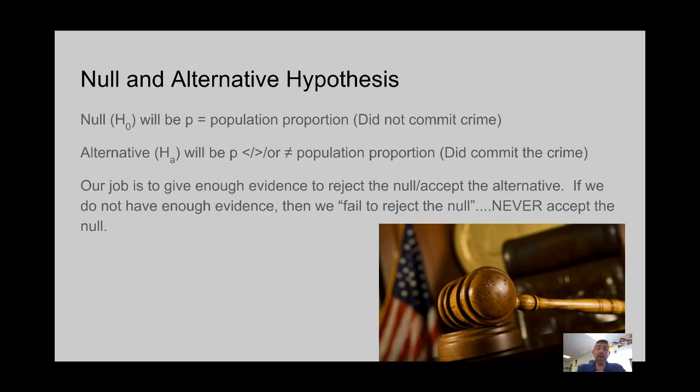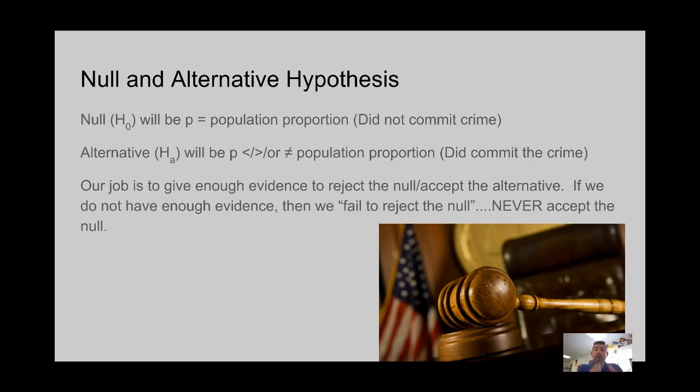Whereas our alternative hypothesis is that we are not guilty. They did not commit the crime. We presented evidence so that they did commit the crime, that they are guilty, right? Because they're innocent until proven guilty.